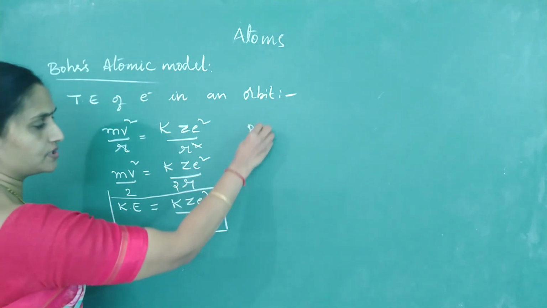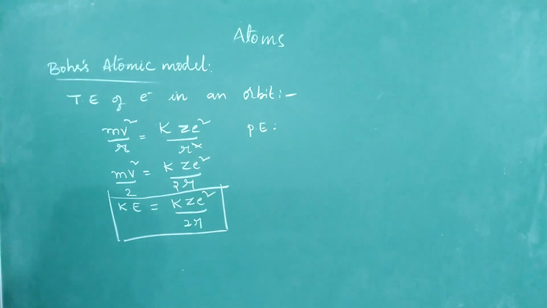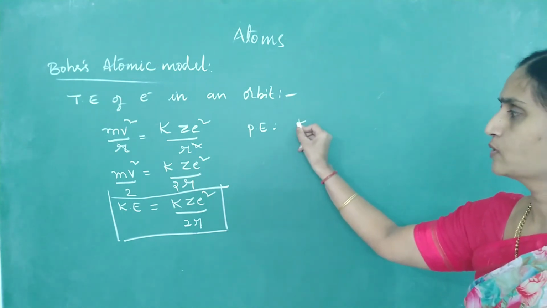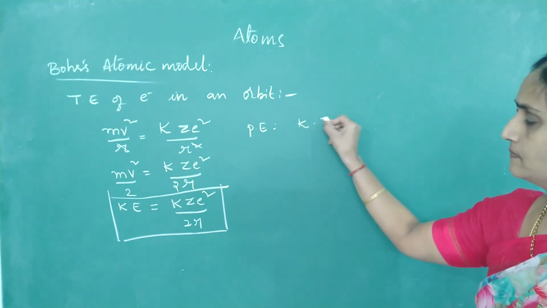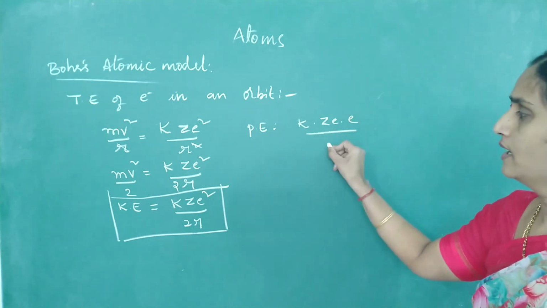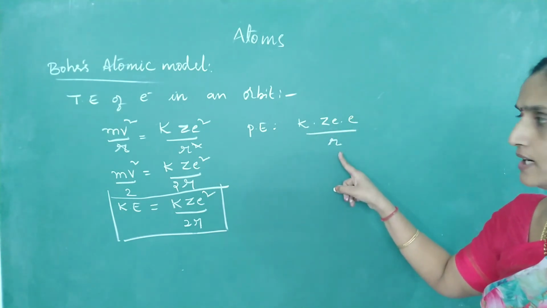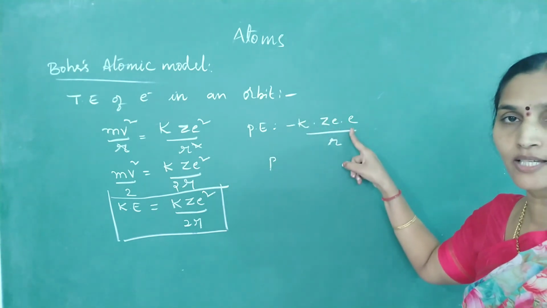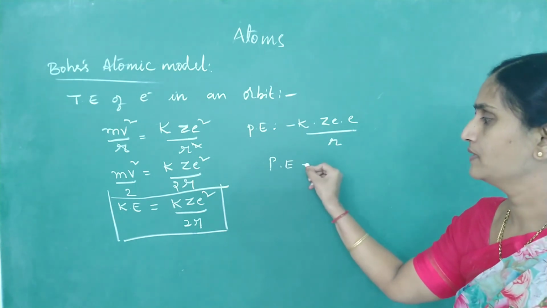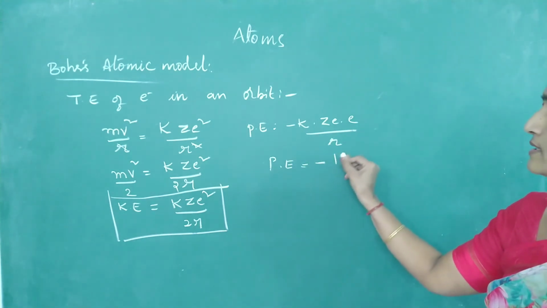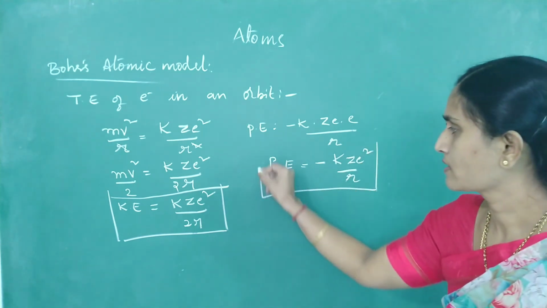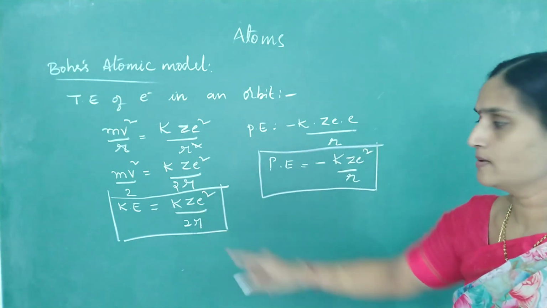Then comes potential energy. We know electrostatic potential energy between two point charges. How do you calculate it? It's equal to 1 by 4 pi epsilon naught, we are writing it as k, Q1 Q2 divided by r. That is Z into e divided by r. But it has a negative sign. The electron is having a negative charge. Q1 is positive but Q2 is negative. So what is potential energy of electron in an orbit? Minus k z square by r. So we have calculated its potential energy and kinetic energy.